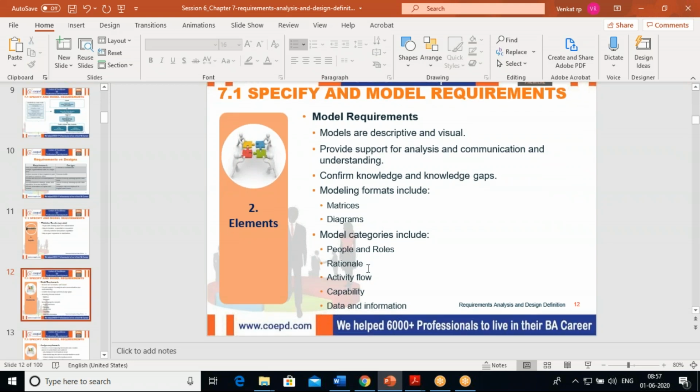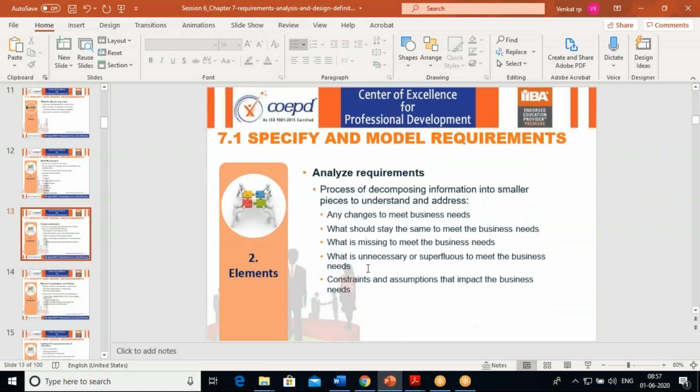Next, after modeling the requirements, we are going to analyze those requirements. Analyzing the requirements means once you go through one requirement, we have to decompose it into multiple pieces to understand and address it. Analyzing is that we have to understand what changes are needed to meet the business needs, what should stay the same to meet the business needs, what is missing to meet the business needs, what is superfluous to meet the business needs, and the constraints and assumptions that impact the business needs.